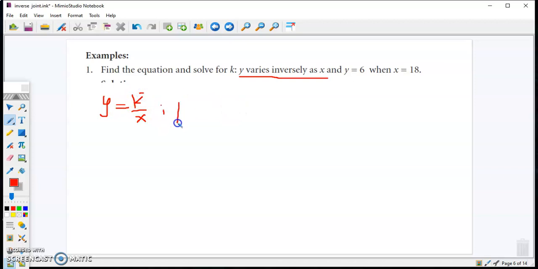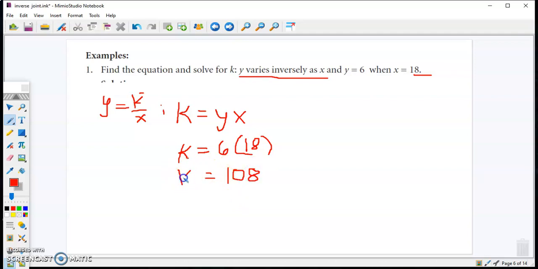Again, I told you that to solve for k, we simply multiply the two quantities. So this is only possible for inverse variation. So your k now is equal to, what is your y? 6, and your x is 18. So times 18. What would be the product of 6 and 18? That is 6 times 18 is 108. So our k now is 108.